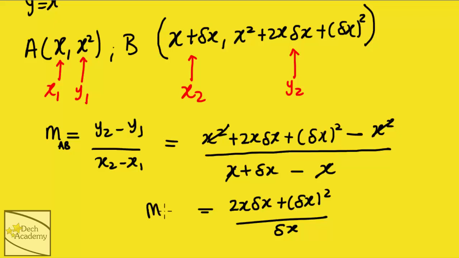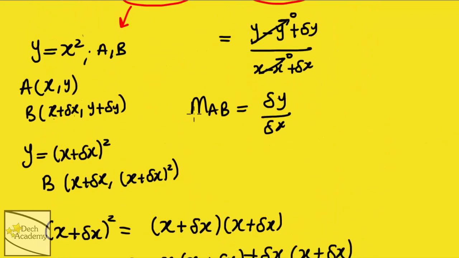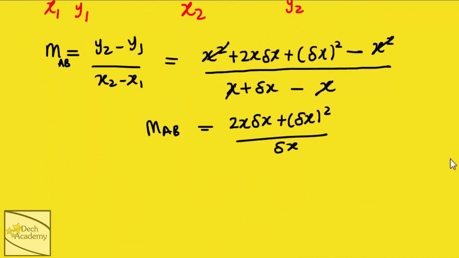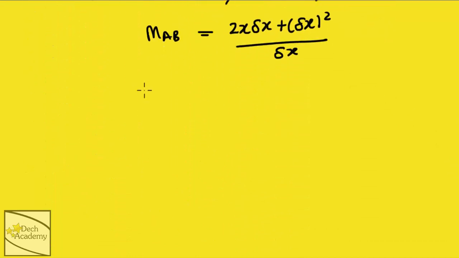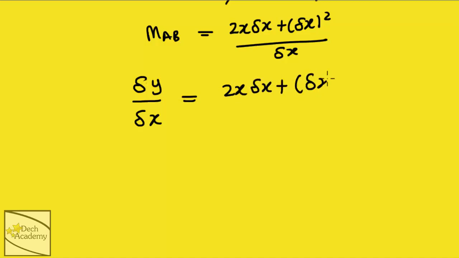So the gradient of the line AB is equal to this. As I showed you earlier, I said gradient of the line is delta y divided by delta x. So delta y over delta x, that's how you read or pronounce the name of the expression. So that means that delta y over delta x is equal to 2x delta x plus delta x squared divided by delta x.